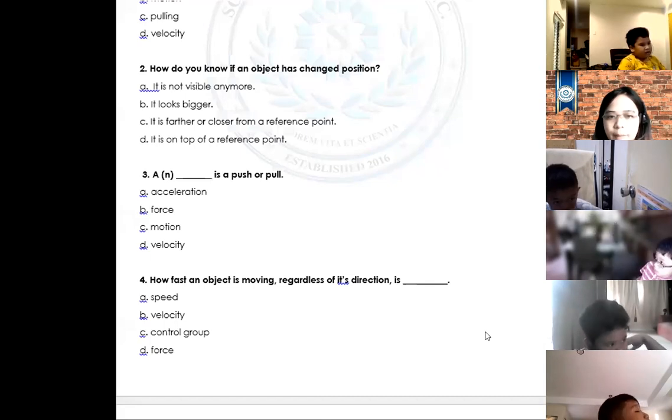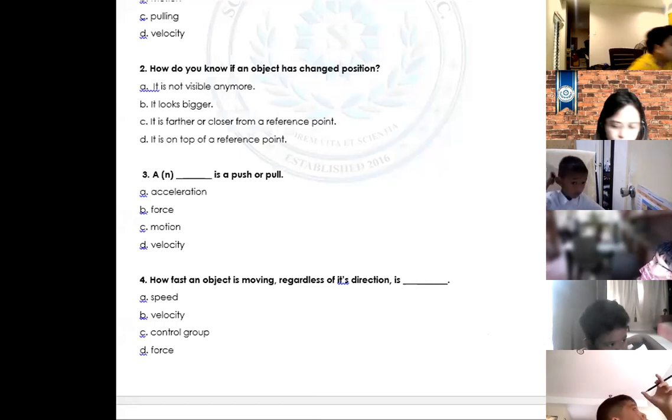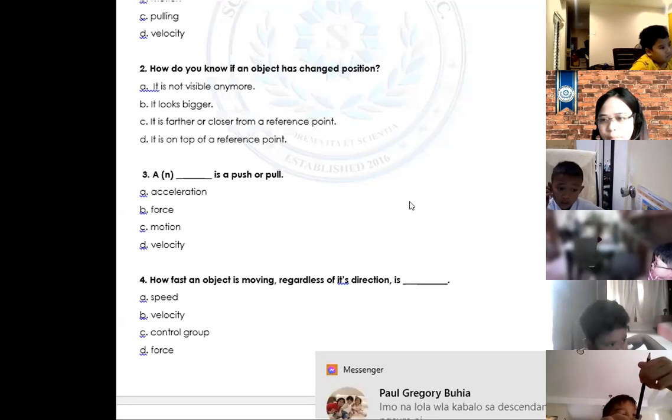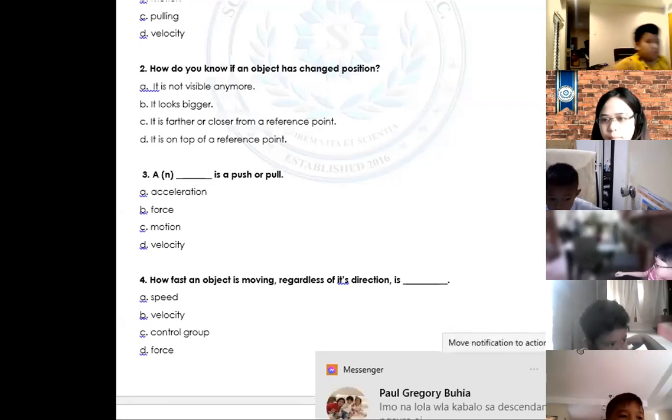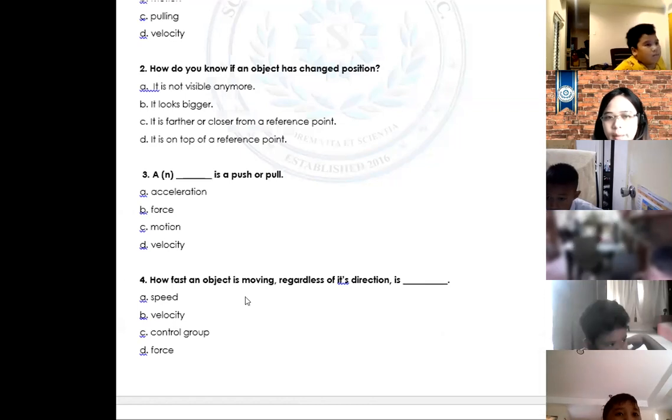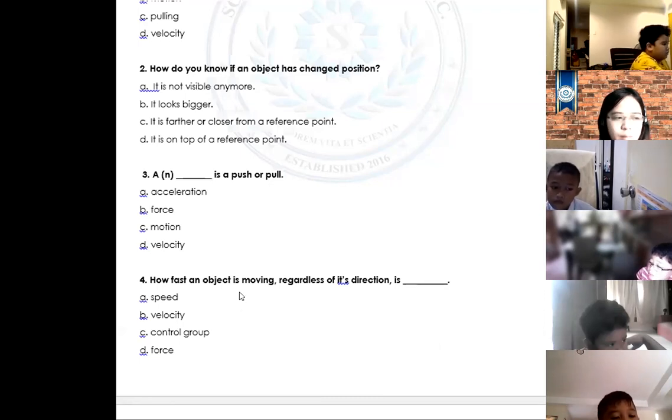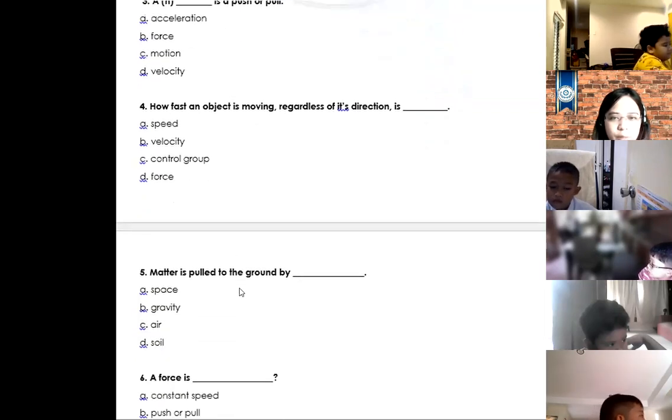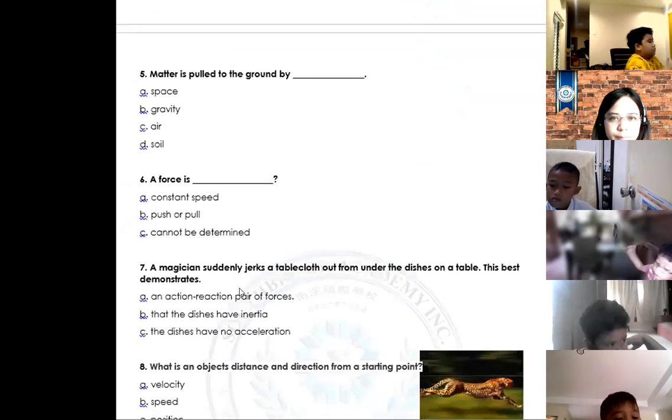Teacher, you sound like a robot for mine. Maybe because of your bad internet connection. Again, so how fast an object is moving regardless of its direction? A. Speed. B. Velocity. C. Control group. Or D. Force. You sound like a bus.